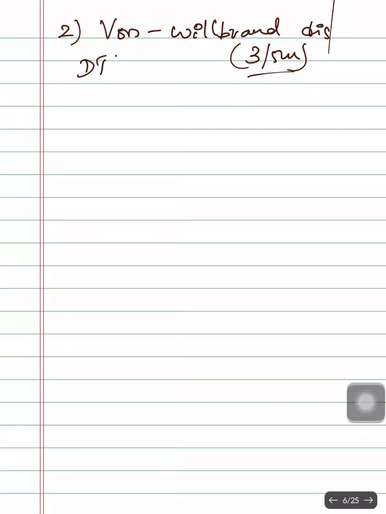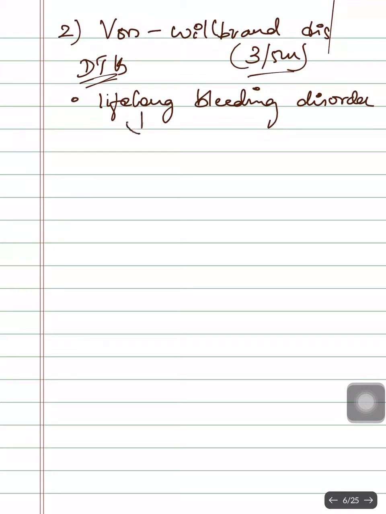This question will be particularly asked for 3 or 5 marks, that's it. It is a desirable to know question, like whether they will ask or not ask. Nice to know, desirable to must know. So this is like 50-50%, either for viva or for theory. This is a lifelong bleeding disorder.